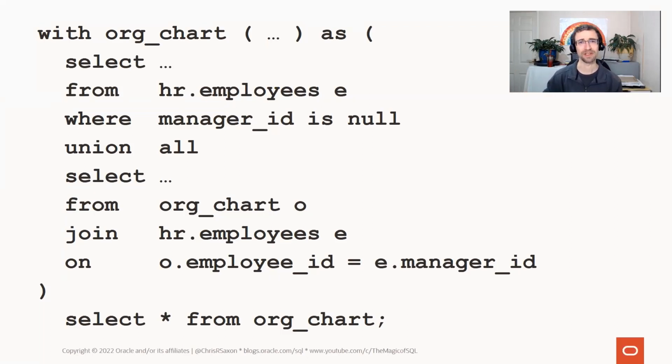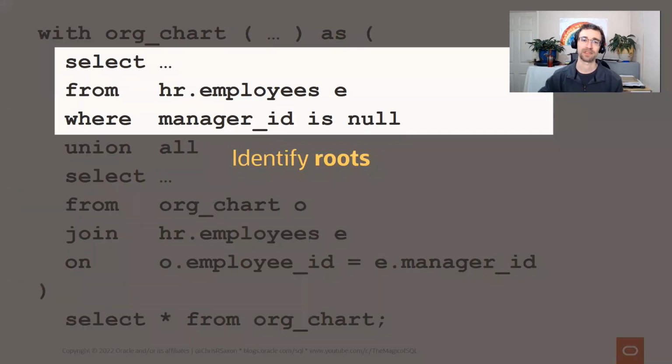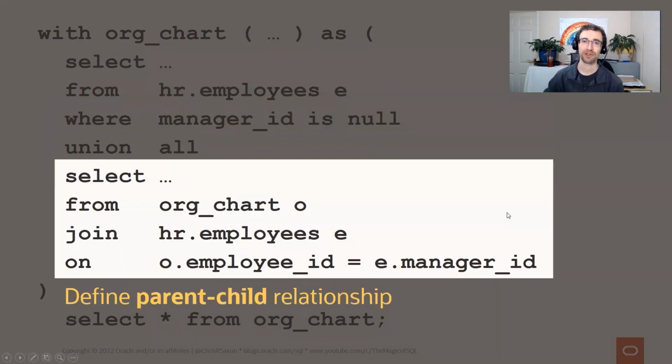So first up, we are using that with clause, and we have unioned two queries together. The one at the top, the first part of that, is where we identify the root nodes, the starting points for the tree. That will be the same where clause as we had in the start with clause for connect by. We then need to define the parent-child relationship. We do that in the second part of the union all.